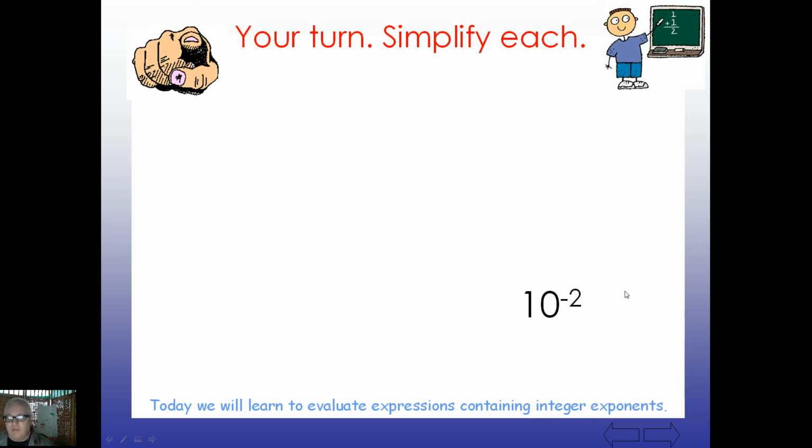How about this one? 10 to the negative 2. So you should be pretty fast at this now. 10 squared is 100, and then you write your answer as a reciprocal. 1 over 100.